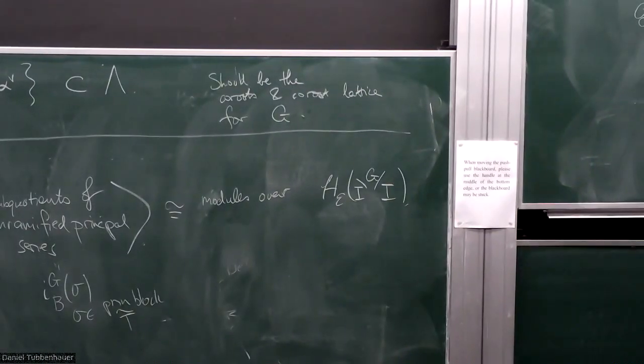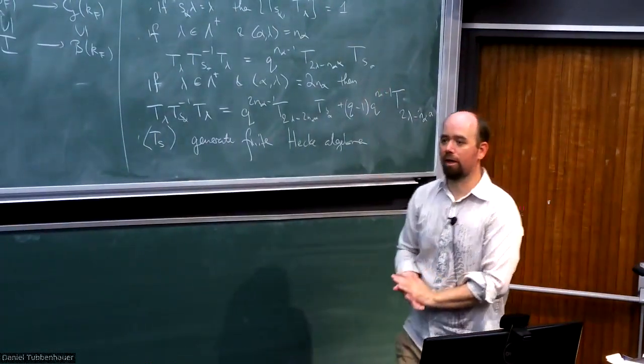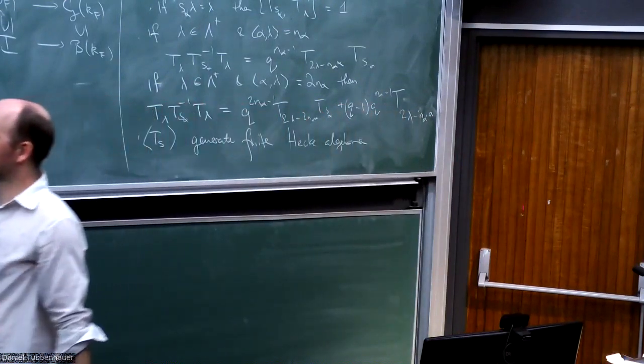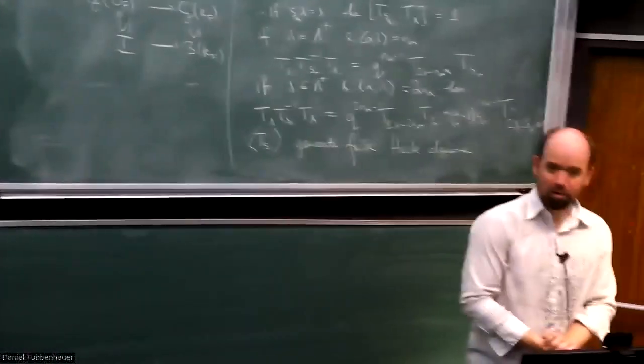And so this is really telling you that if you want to think about things in terms of what a Langlands parameter is for a metaplectic group, this is a starting point that you should be looking at. Since we're out of time, I think I'll just stop there.